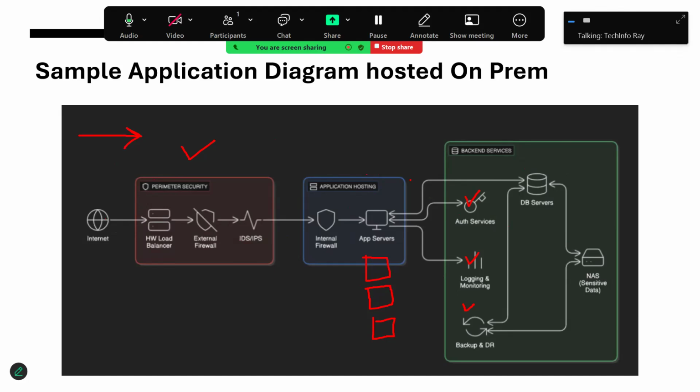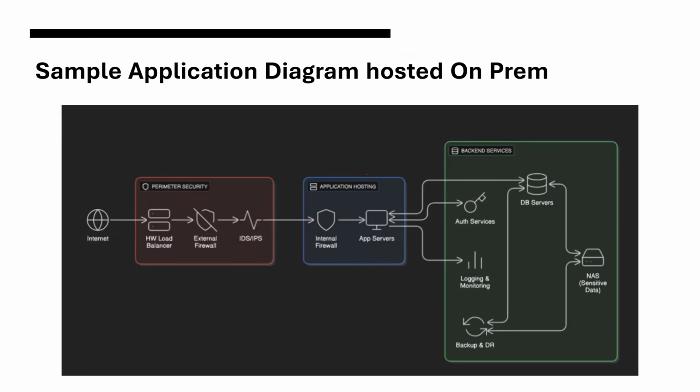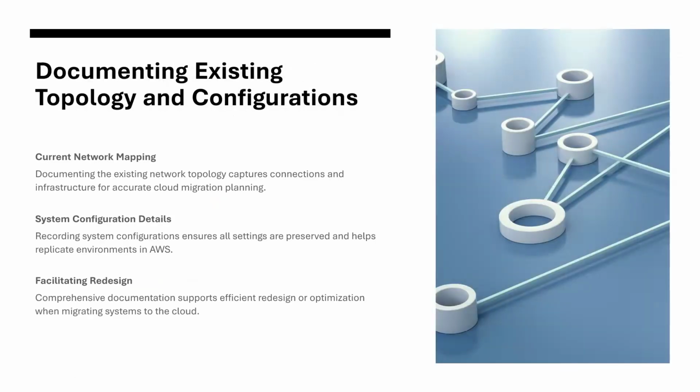And as I covered in my previous videos, what documents you have to gather to understand all these applications in detail, that's really important, right? So document existing topology and configurations, right? As I covered in the previous topic: network mapping, configuration details, facilitating redesign. So once you have understanding, you can have an efficient redesign or optimization when migrating systems to the cloud.